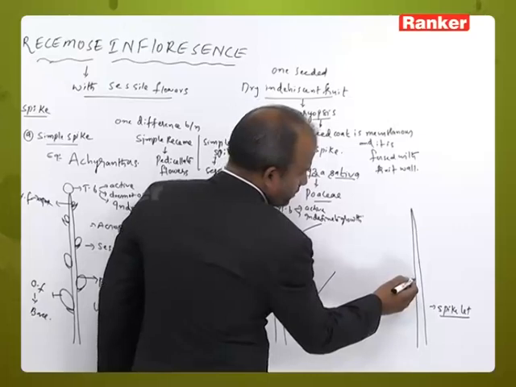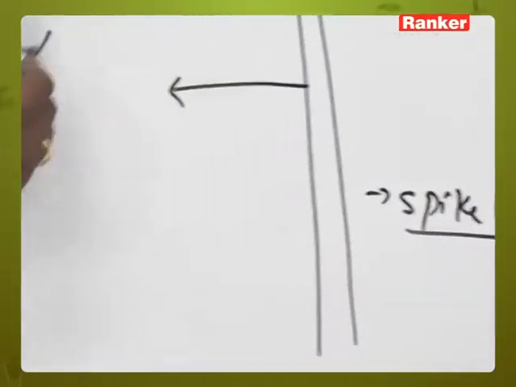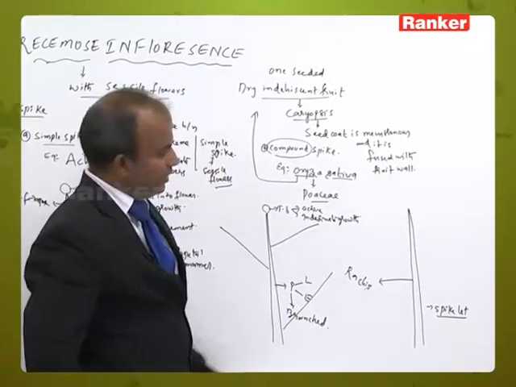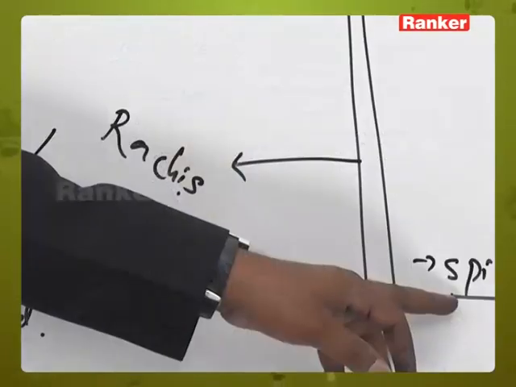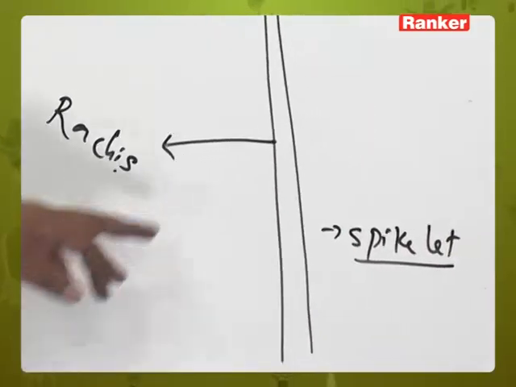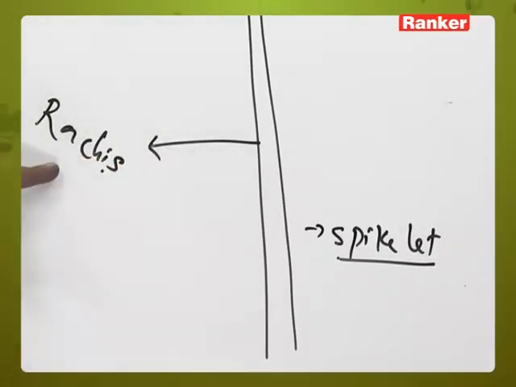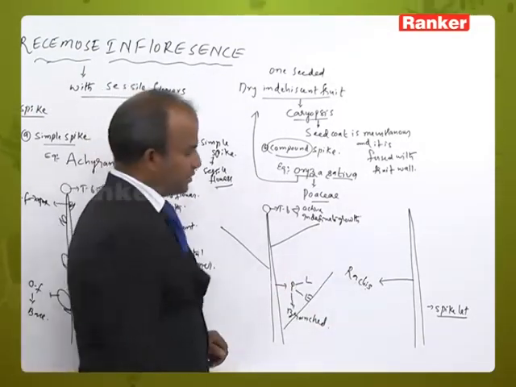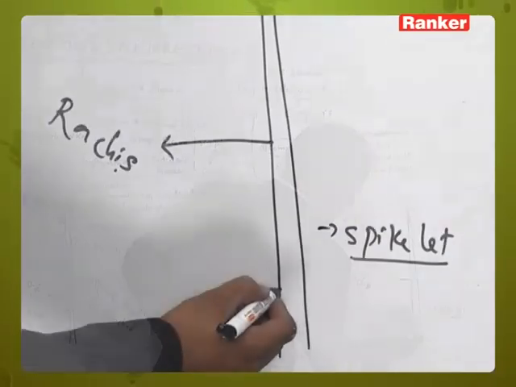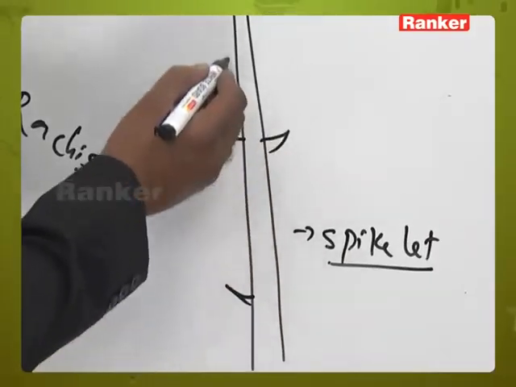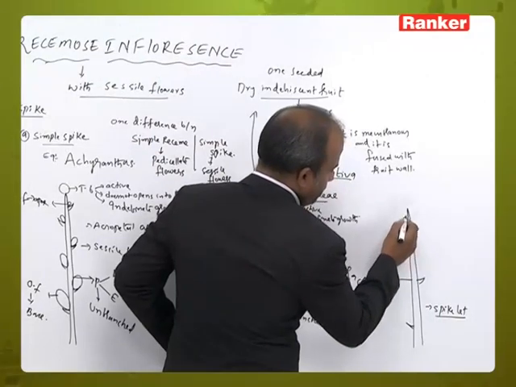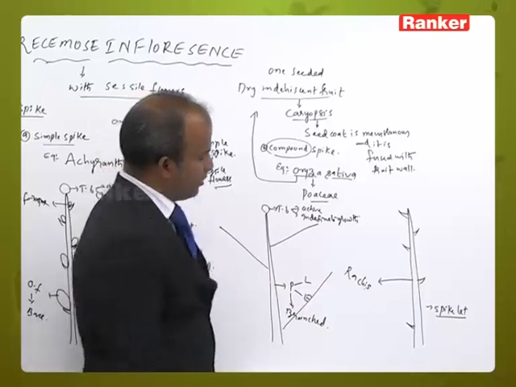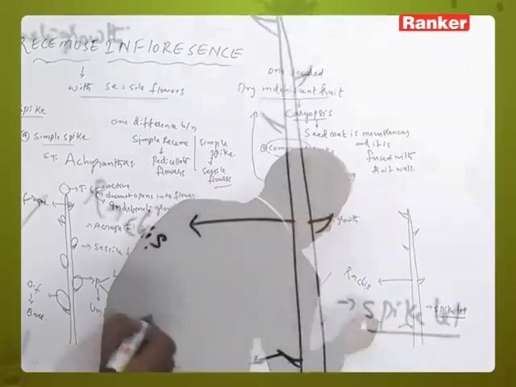And what is this one called? This one is called rachis. Each branch of the compound spike is called a spikelet. The axis of the spikelet is called rachis. On this spikelet, numerous bracts are developing. These are nothing but bracts.